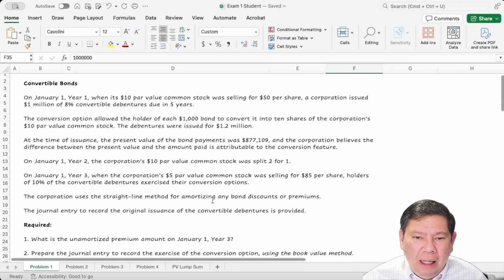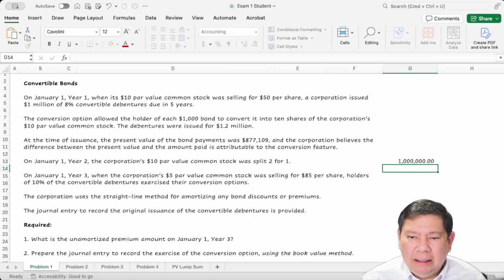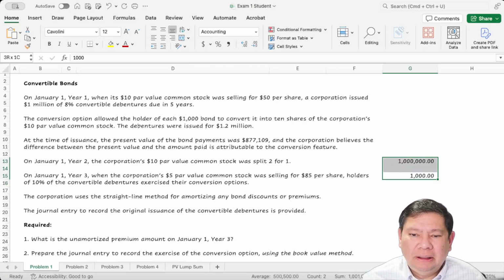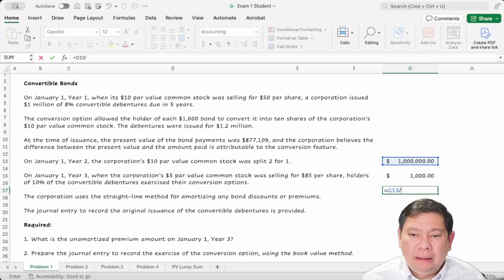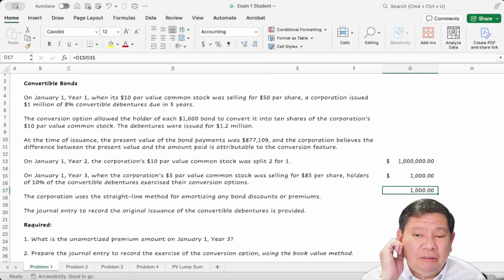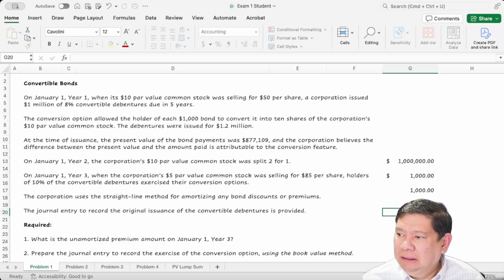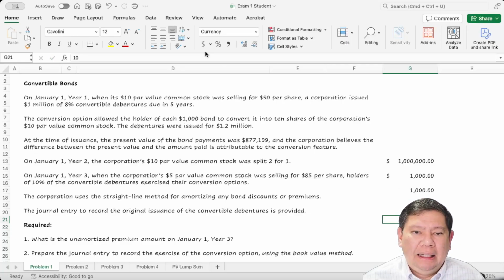Okay. So there is $1 million, and for each $1,000 bond, you can get 10 common stock at the par value of $10. So there are 1,000 of them. Okay, so that's the original situation.